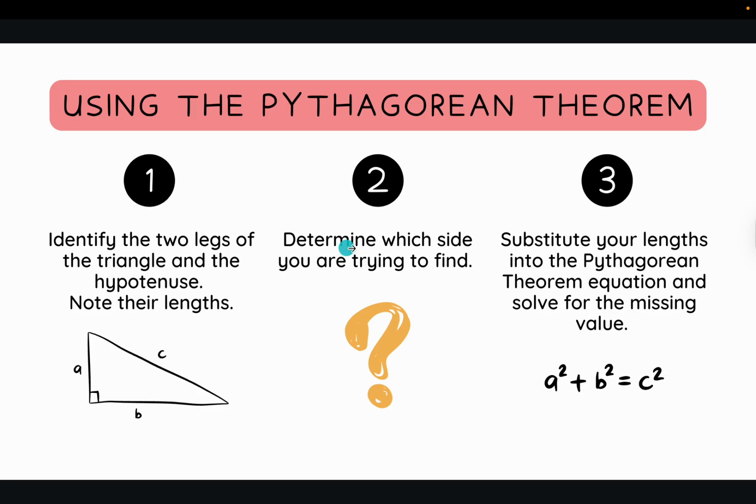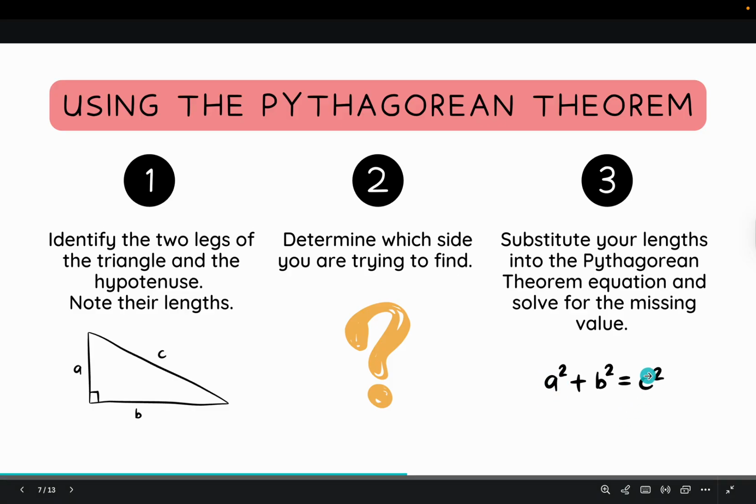Number 2, determine which side you are trying to find. Do we have the values? What values do we have, right? Do we have A? Do we have B? Do we have C? And then 3, substitute your lengths into the Pythagorean theorem equation and solve for the missing value. So we're going to start plugging in. If we know A, we're going to plug in A. If we know C, we're going to plug in C.